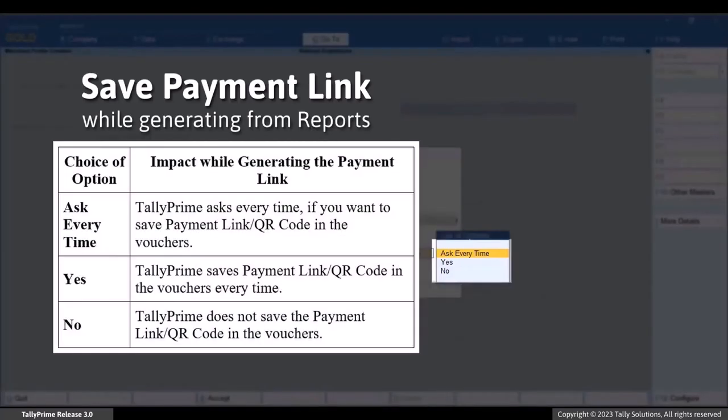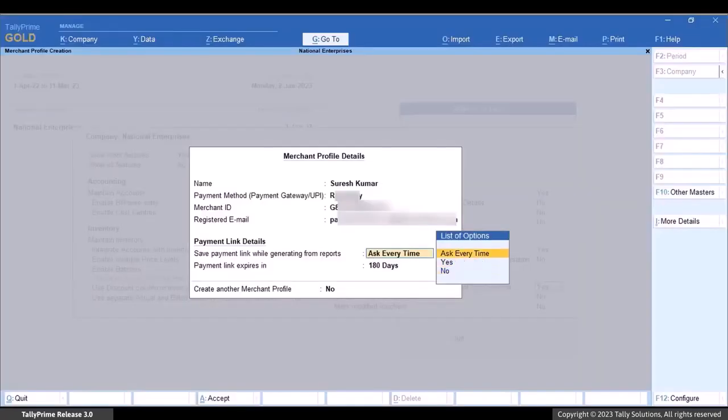If you set it to Ask every time, then while generating payment link, TallyPrime will ask whether you want to save the payment link or QR code in the selected vouchers every time. If you set it to yes while generating the payment link, it will save the payment link or QR code in all the selected vouchers without asking. If you set it to no, it will not save the payment link or QR code in the vouchers. Let's set it as Ask every time.